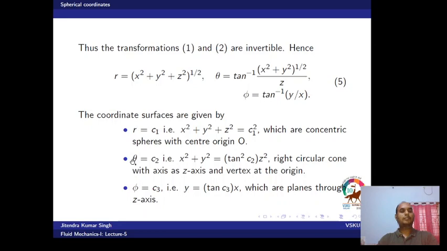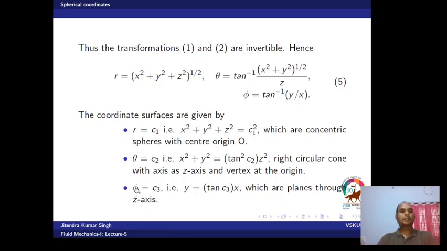Now another coordinate surface is given by theta is equal to c2. Theta is tan inverse of (x square plus y square) to the power half divided by z. This means tan inverse of (x square plus y square) to the power half divided by z is equal to c2. So (x square plus y square) to the power half is equal to tan c2 into z. So x square plus y square is equal to tan square c2 z square, and these are right circular cones with axis along the z axis and vertex at the origin.